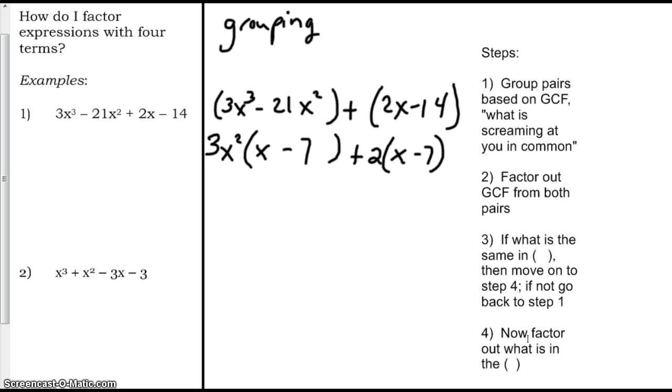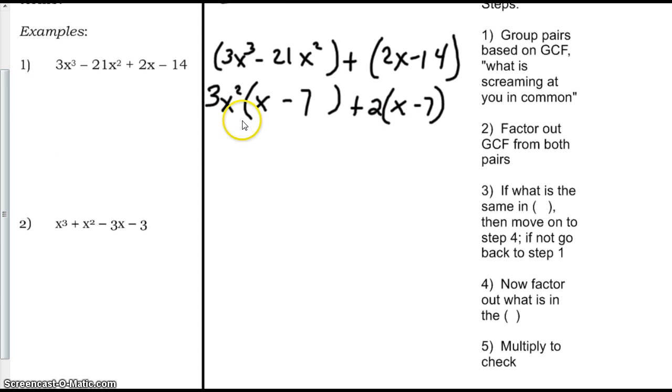Now that you've done that, you're going to factor out x minus 7 from each. So you take that x minus 7 and factor it out. If I factor x minus 7 from this term here, I'll have 3x squared. If I factor out x minus 7 from this term, I'll be left with 2. And that's our final factored answer, and all we have to do is multiply to check.